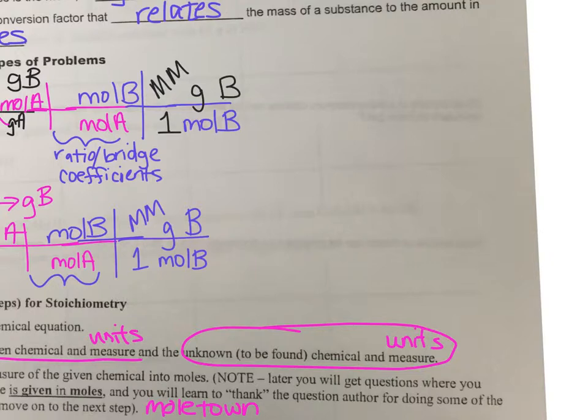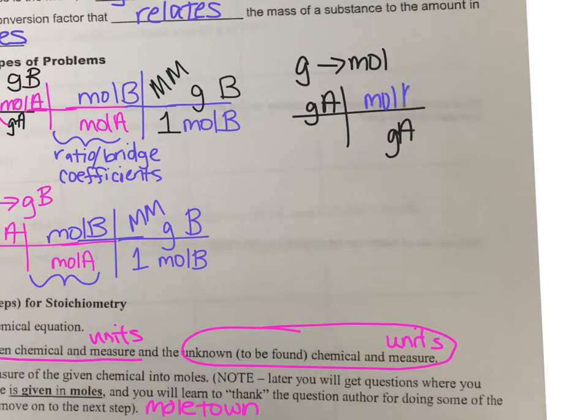Then you have a gram to mole. So you'll have grams of A. Words come down to the right. We're going to convert into moles of A. So we know that this is a mole gram thing. So once again, 1 to molar mass.